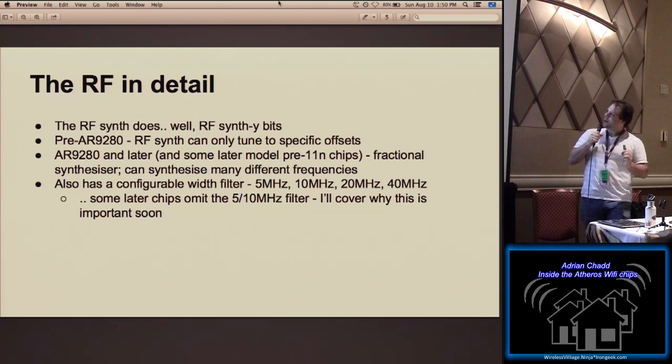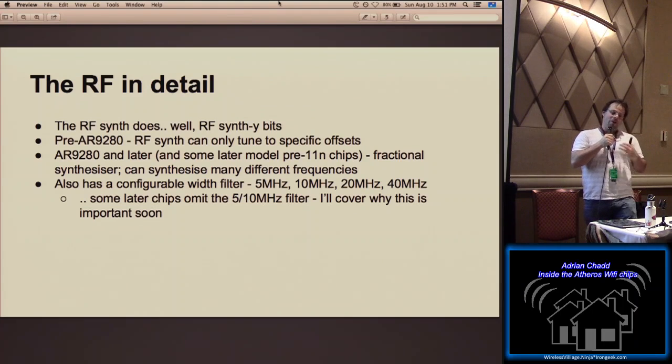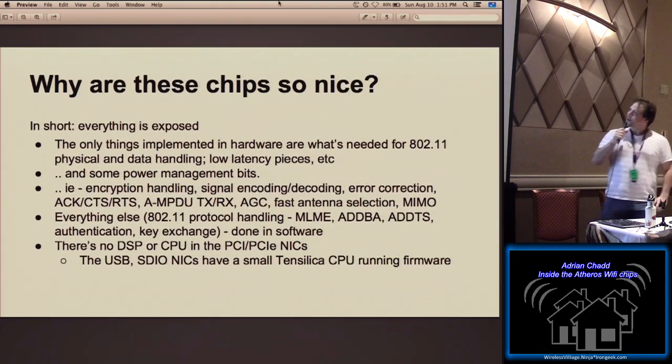The thing to keep in mind, and I'll cover this soon, is just because you can tune to those frequencies doesn't mean that you can actually use them. It also has a configurable width filter for both receive and transmit. So on the receive side, it filters out crap from adjacent channels. And on the transmit side, it actually prevents the transmitter from spraying crap outside the configured channel width. And when you're trying to do half and quarter rate stuff for really long distance links, this stuff is actually pretty important. So now we get to the why do people like these things?